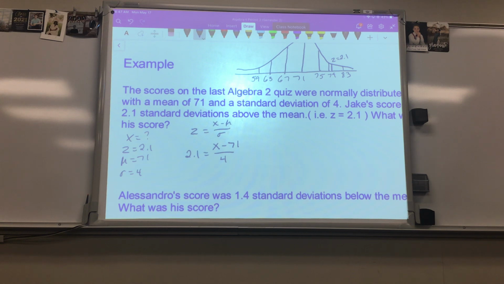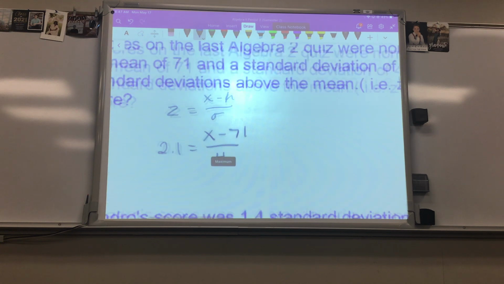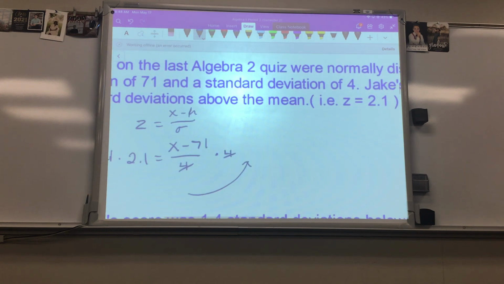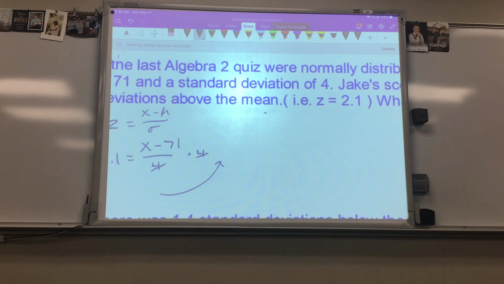I thought you said it's going to be positive. The z-score, yeah. Is the z-score positive? Right. Is that an equation I can solve for x? Yeah. What's my first step? Multiply by 4. That's going to cancel those. So that will give me 8.4 equals x minus 71. Last step.